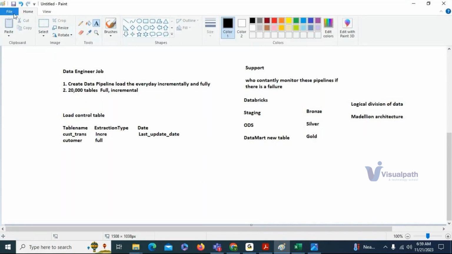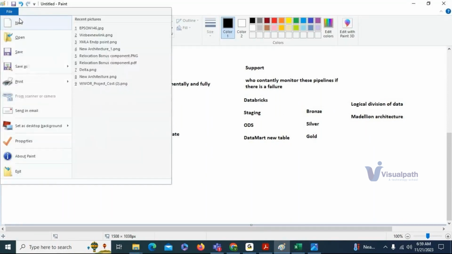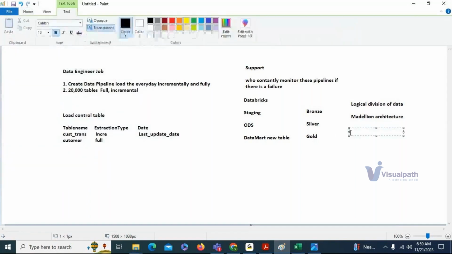So this terminology of bronze, silver, and gold is followed in Databricks, in the lakehouse architectures. Synapse also has the lakehouse, so people are using the same terminologies even in Synapse. Basically, you may not use it, but you need to be aware of what it is.